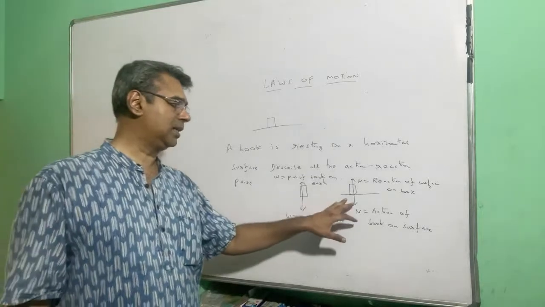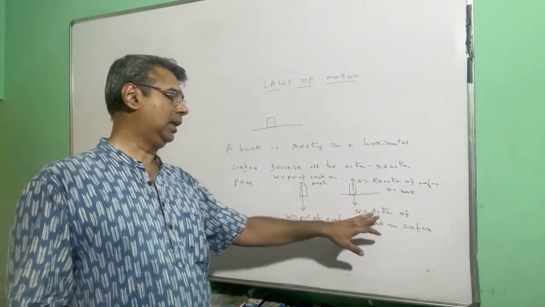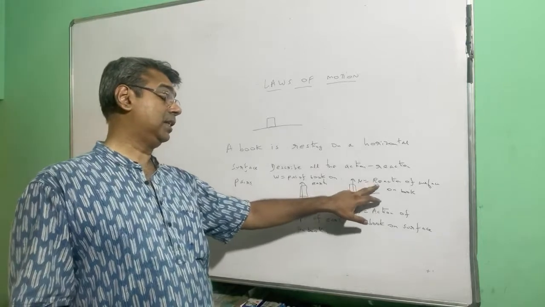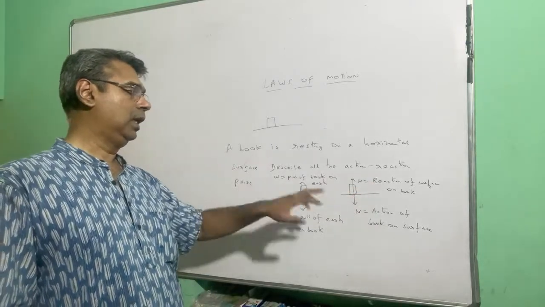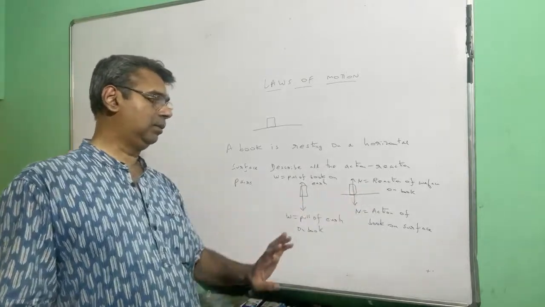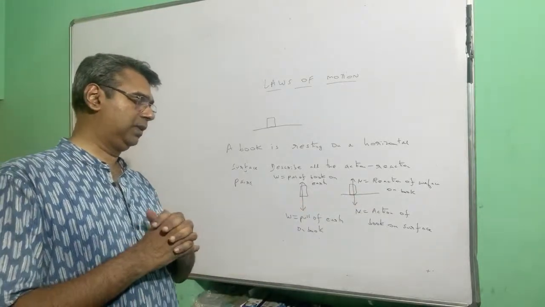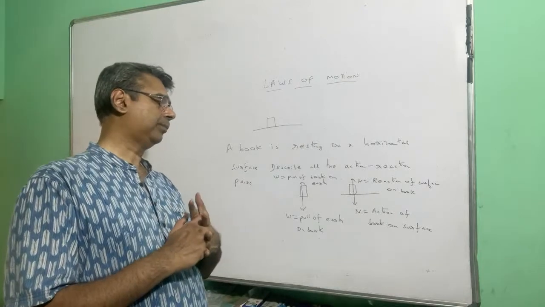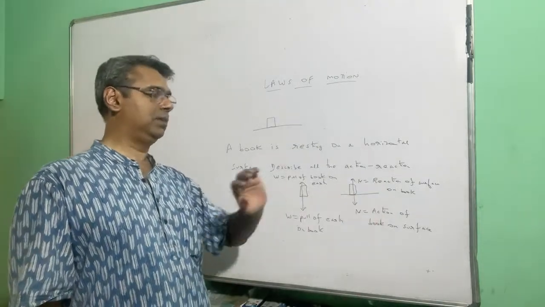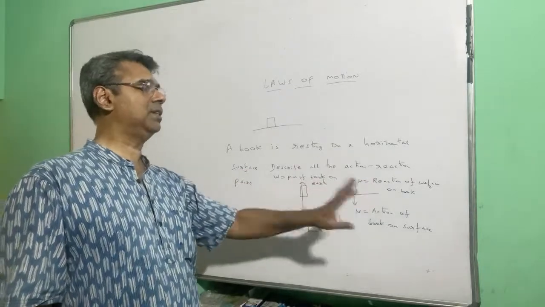So let's have a look at this other example. Here, the action is the force of the book on the surface and the reaction is the force of the surface on the book. So the action is acting on the surface and the reaction is acting on the book. So action and reaction are acting on two different bodies. Secondly, I have decided to call this the action, so this will be the reaction. If I call this the action, this will be the reaction.